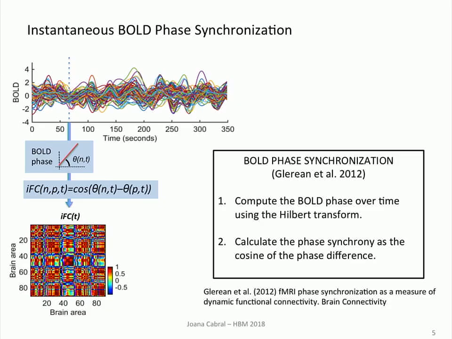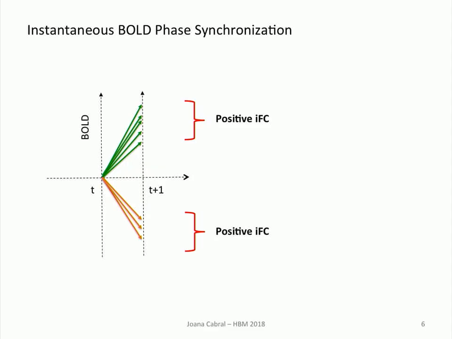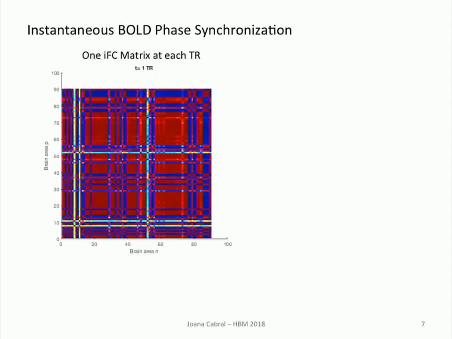So when we do this, we can obtain at each instant of time an instantaneous functional connectivity matrix that captures the phase synchrony of the BOLD. In more detail, whenever two brain areas are simultaneously increasing their metabolic demand, they have positive instantaneous FC, and when they are simultaneously decreasing their metabolic demand, they also have positive FC, and they only have negative functional connectivity whenever the angle is bigger than 90 degrees.